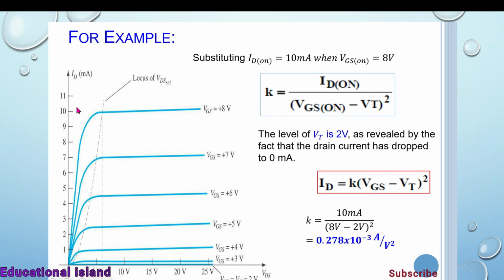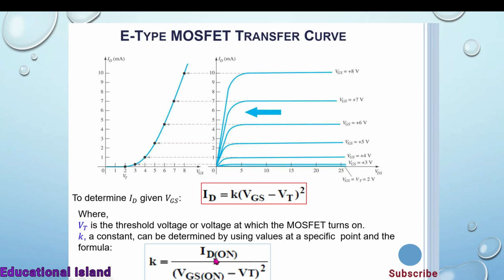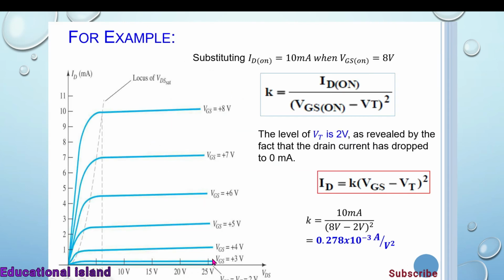ID on is 10 milliampere. Here is the ID on value we can use in this formula. When we substitute these values, ID on, VGS on, and VTH, where the value of VTH is 2 volt, we can calculate the value of K through this formula: 10 milliampere over (8 minus 2) squared. This is the value of K, which is constant.